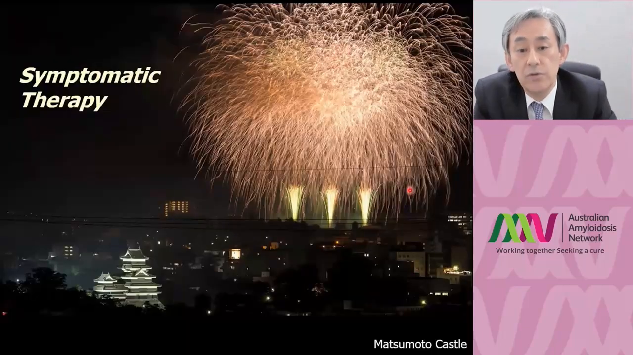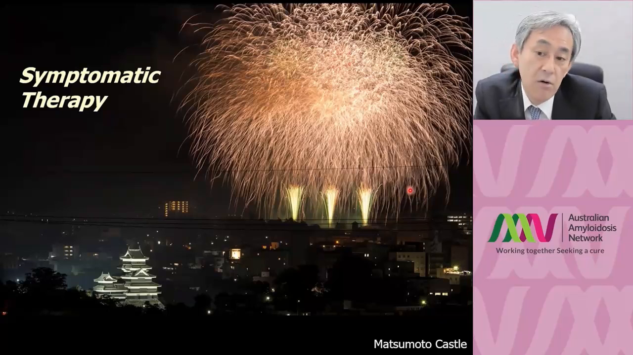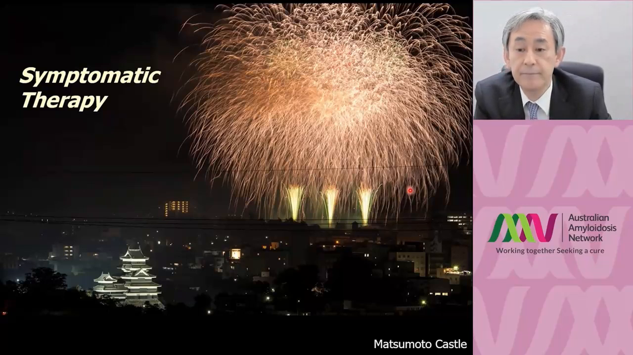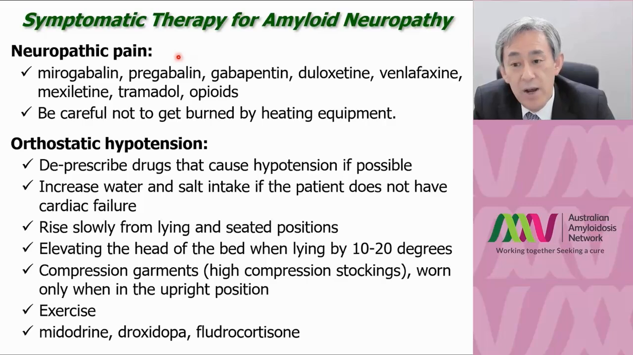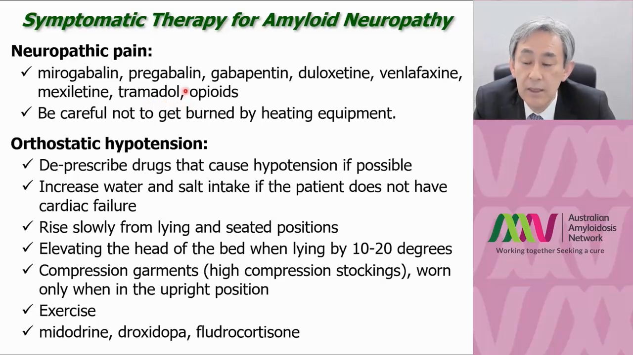In addition to disease-modifying therapy, symptomatic therapy is also very important. For neuropathic pain, drugs such as mirogabalin, pregabalin, gabapentin, duloxetine, venlafaxine, methylene, tramadol, and opioids are useful. In addition, patients need to be careful not to get burned by heating equipment.